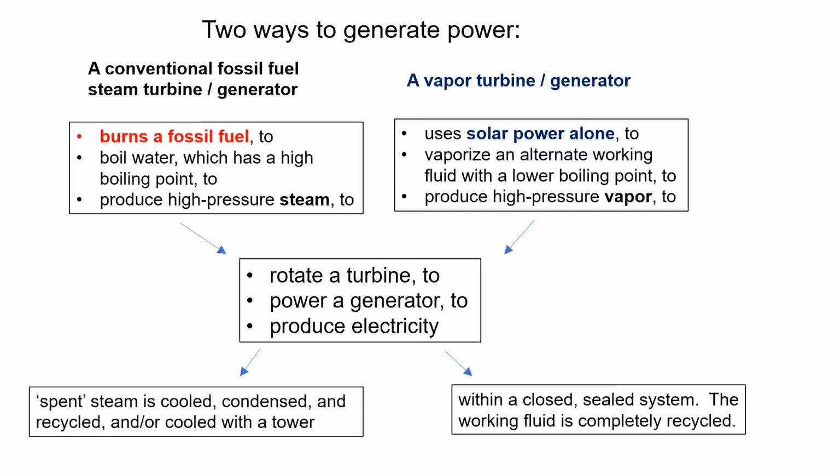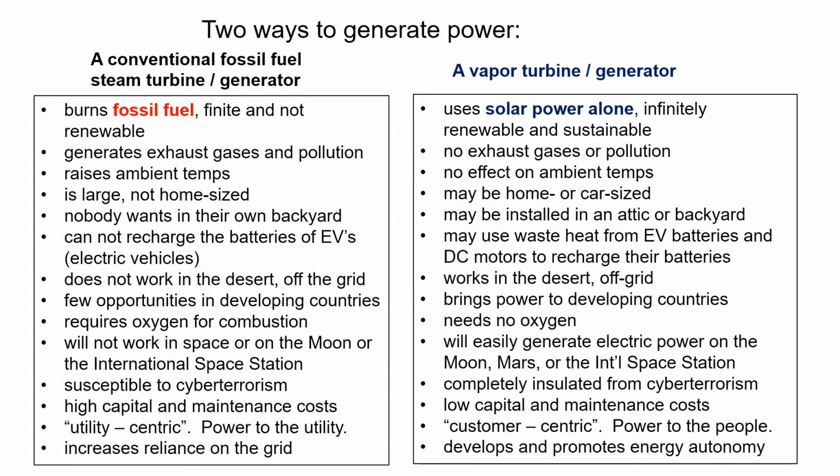Here's a comparison showing two ways to generate power: a conventional fossil fuel steam turbine generator and a vapor turbine generator. As you'll see, they have much in common, but significant differences. Here's a detailed explanation of some of the major differences.